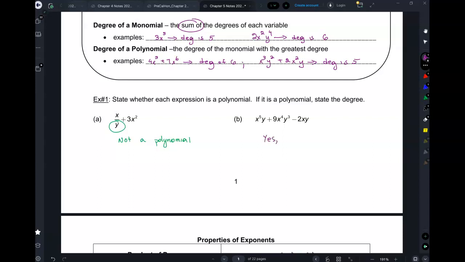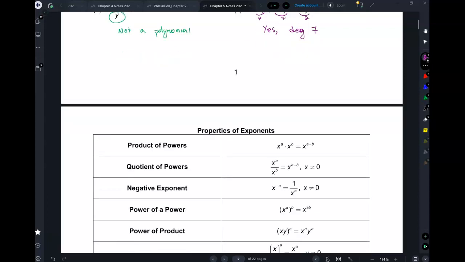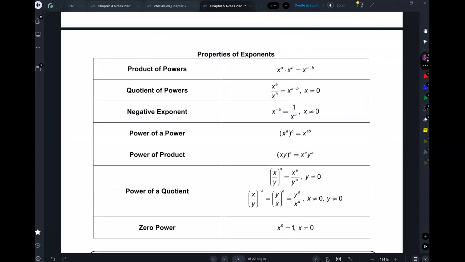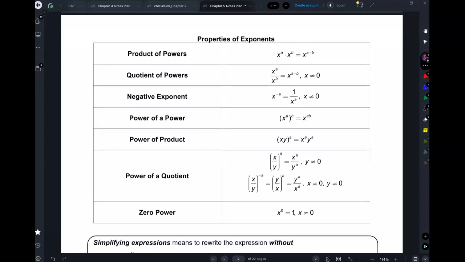And then the degree, let's see, this has a degree of 6. This has a degree of 7. This has a degree of 2. So the degree is 7. Okay? So for A, for example, anytime you have a variable in a denominator, it would not be a polynomial. Yes, correct. Okay, so this I think you already know, right?